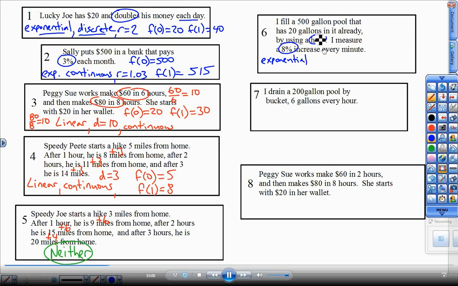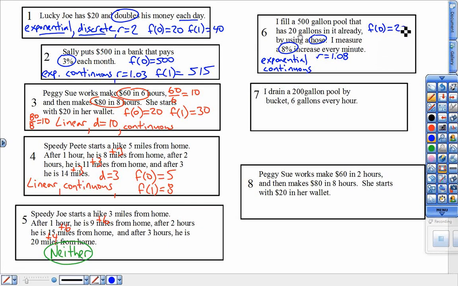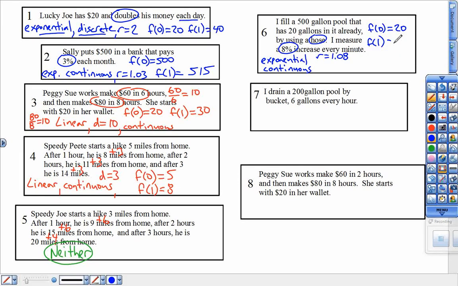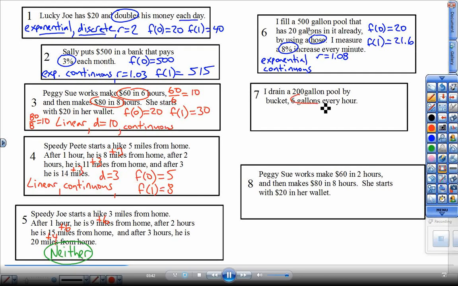All right, a percent problem, exponential. This would be filling by a hose, continuous. And then my R number, since this is exponential, R would be 1.08. If I add a 0 term, it would be the amount of gallons already in the pool, 20. First term would be that 20 times 1.08, which gives me 21.6.